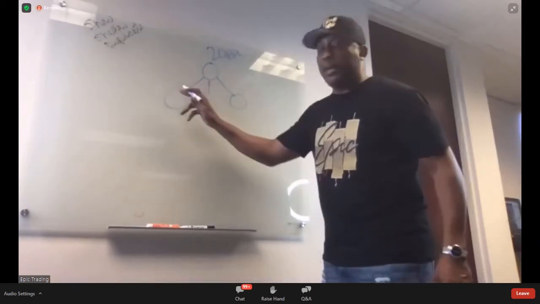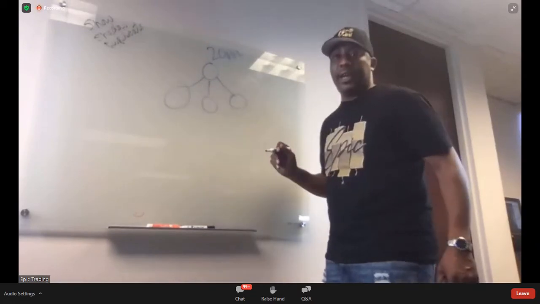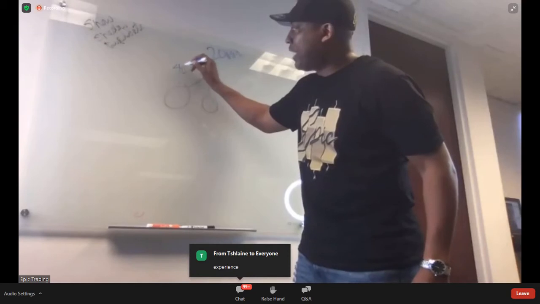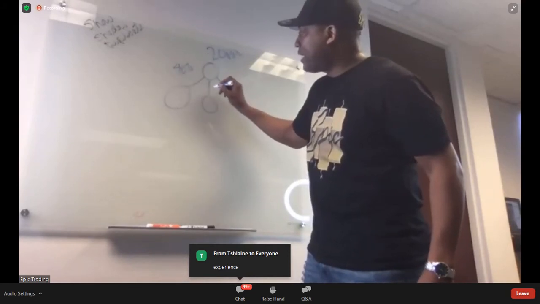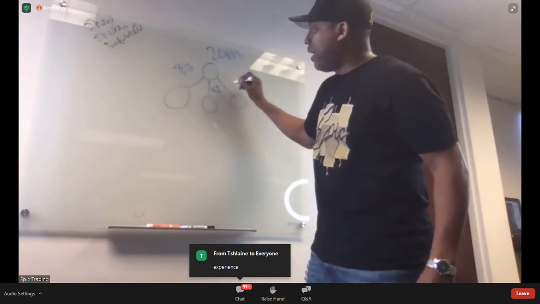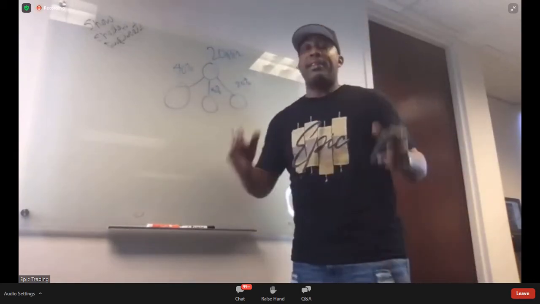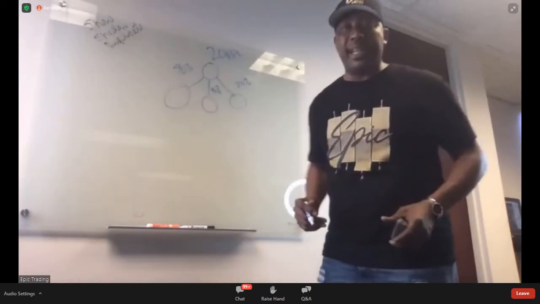That means that we build 3 different legs, okay? And typically, 40% has to be in the first leg, 40% has to be in the second leg, and then 20% for the rank has to be in the third leg. Yet and still, my recommendation is this.